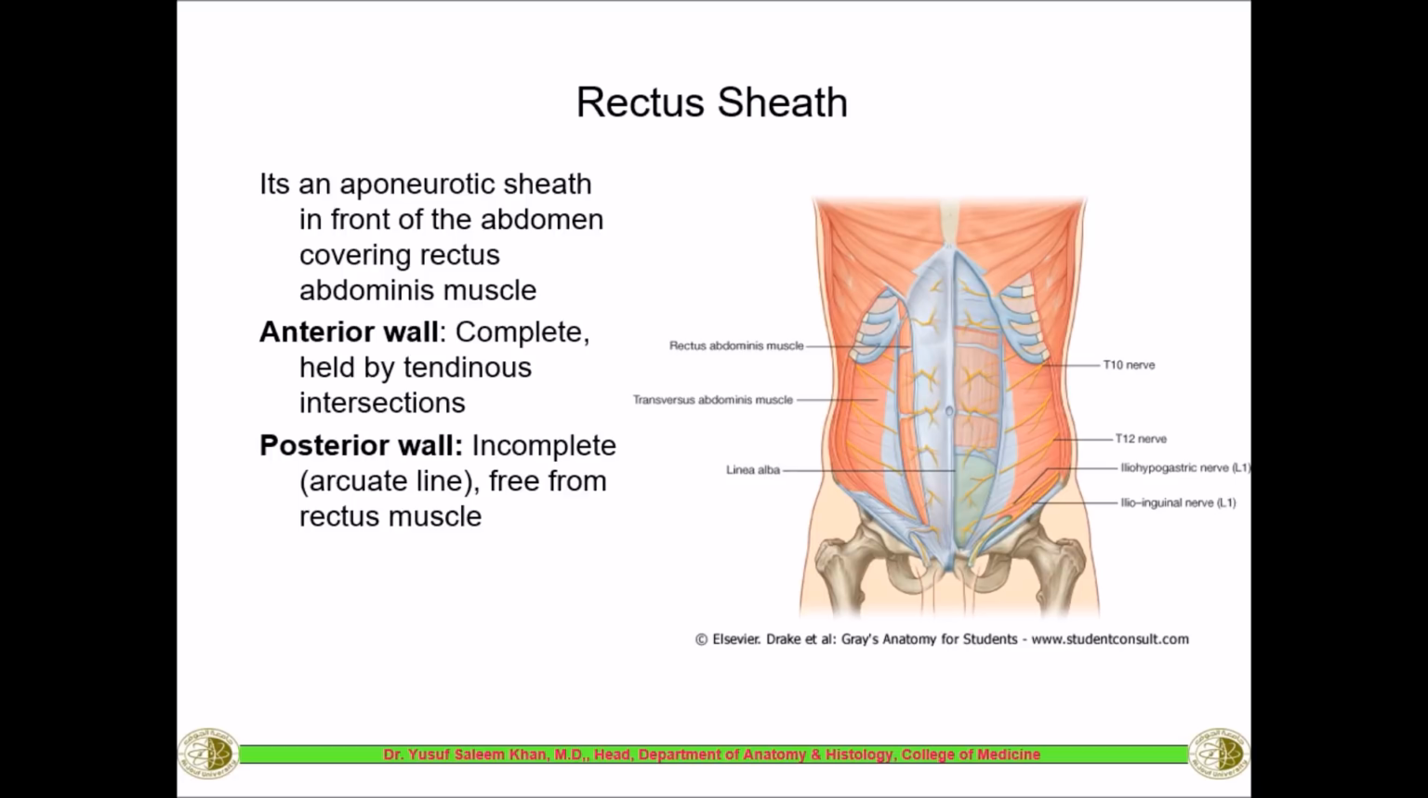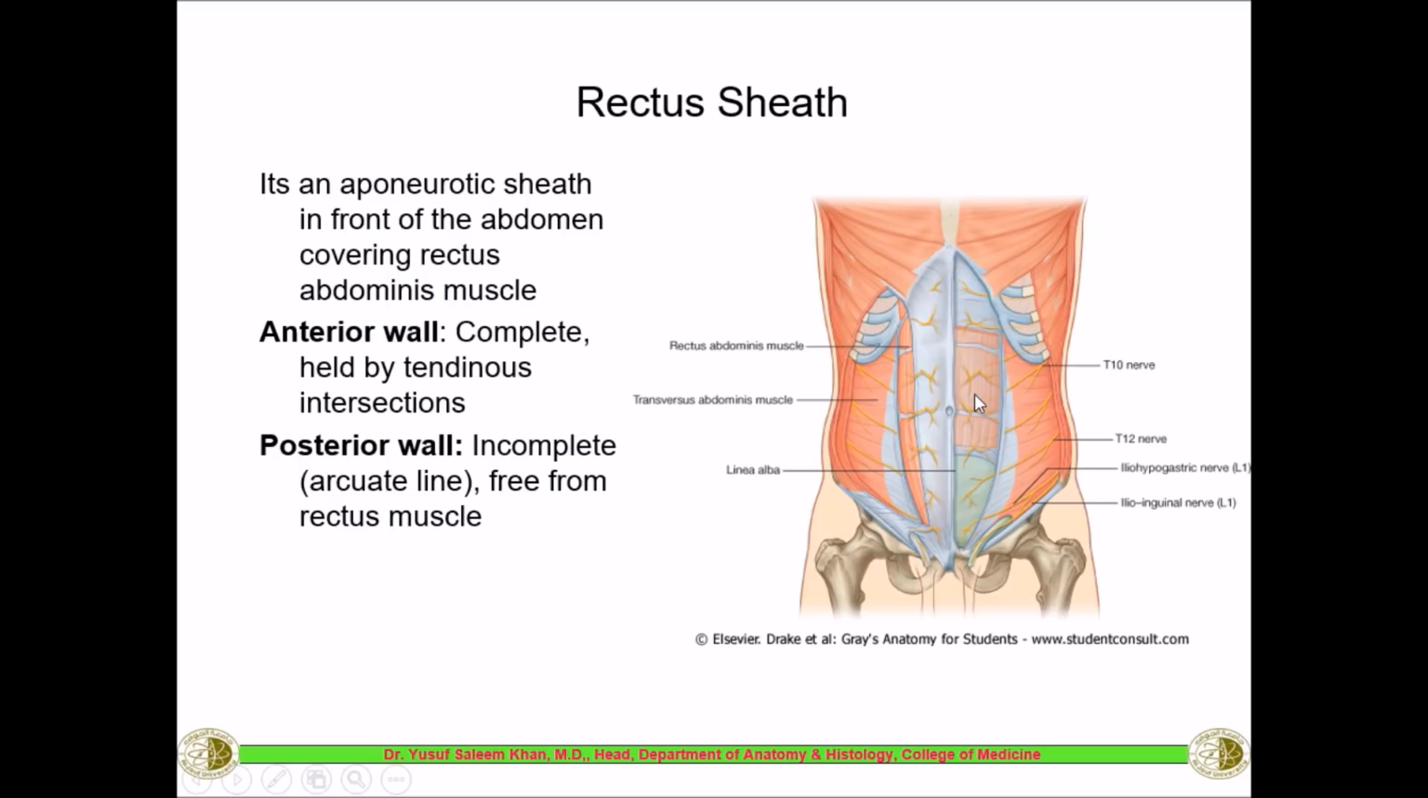If you see this muscle anteriorly, this sheath is complete from above onwards. You can see it is completely covering the rectus abdominis. But if you see posteriorly, you can see that there are tendinous intersections. These tendinous intersections connect the muscle rectus abdominis with the anterior wall of the rectus sheath. So if you want to strip this rectus sheath, you will face these tendinous intersections which are connected to it.